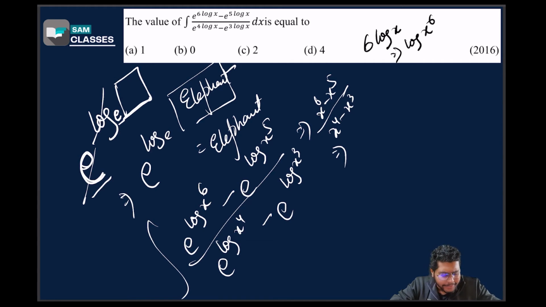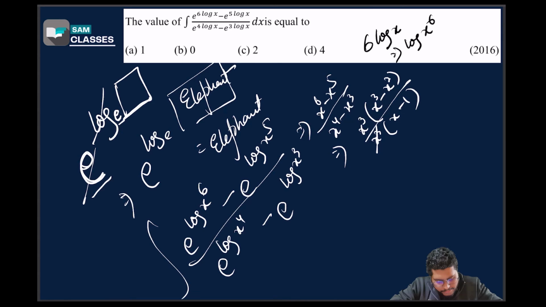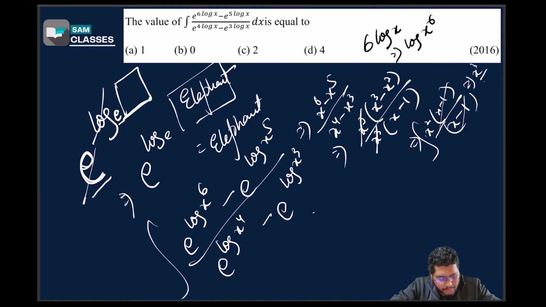Now take common. What will you take common? Minimum x power 3. So if I take x power 3 common, what will I get? x cube minus x square. If I take x cube here, so x minus 1. So this and this is gone. Again, what can I take common? x square. If I take x square common here, what will I get? x minus 1 by x minus 1. Correct. So x square is there. Integration of x square is what? x cube by 3 plus c. That's it. Clear? What is difficult in this?